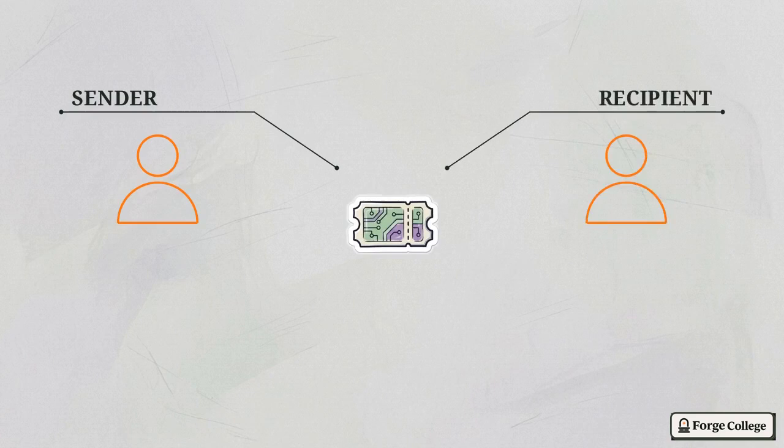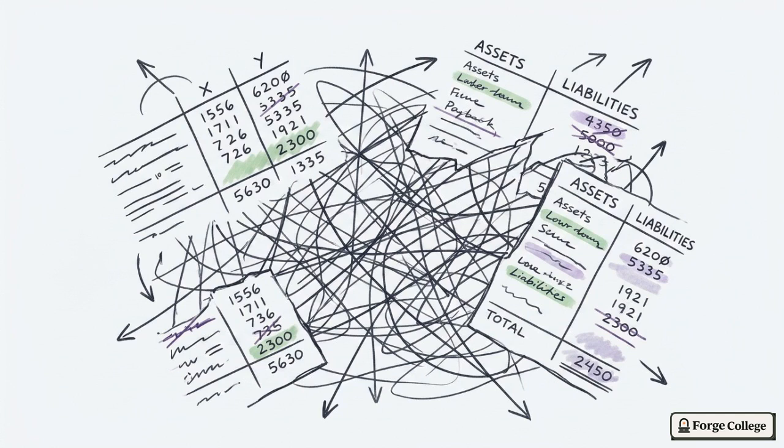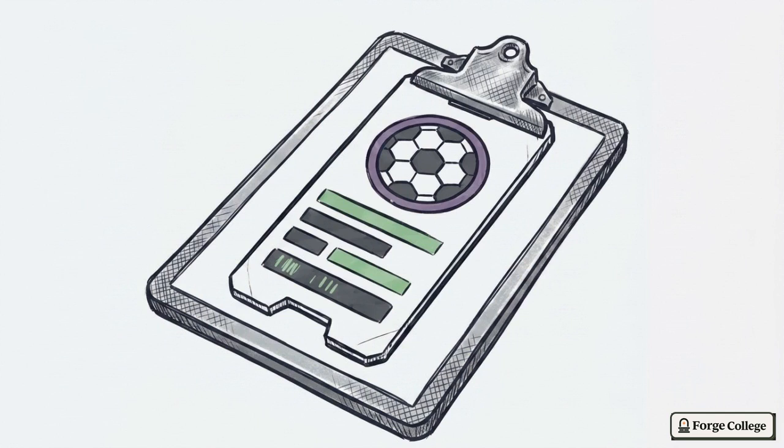The bouncer checks 4 main things on this ticket: who is sending it, who is receiving it, how much digital currency is being moved, and any specific instructions or data for a smart contract. Without these uncompromising checks at the door, the entire record of balances would fall into chaos. People could try to spend the same money twice or make changes they aren't authorized to make. Let's look at how the bouncer evaluates your ticket.